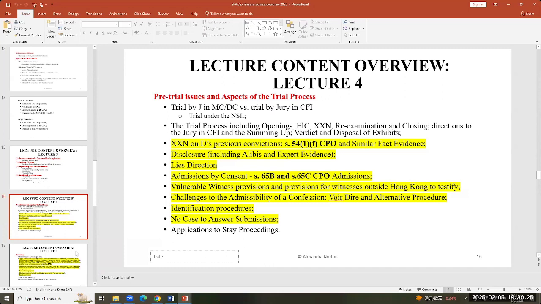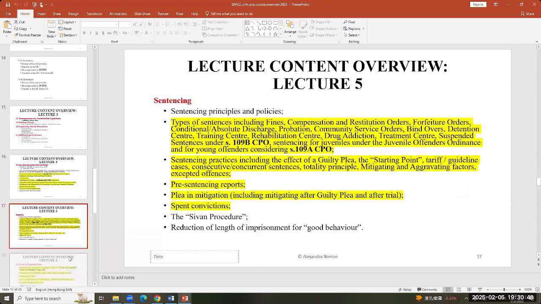We'll refresh our memories of different types of protections that are available for witnesses who are in a special category. We will look at when the defense tries to have a confession ruled inadmissible and the different procedures and different arguments that they can make. We'll look at ID, no case to answer submissions.